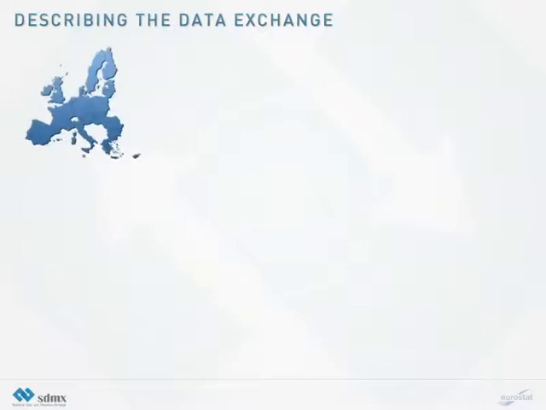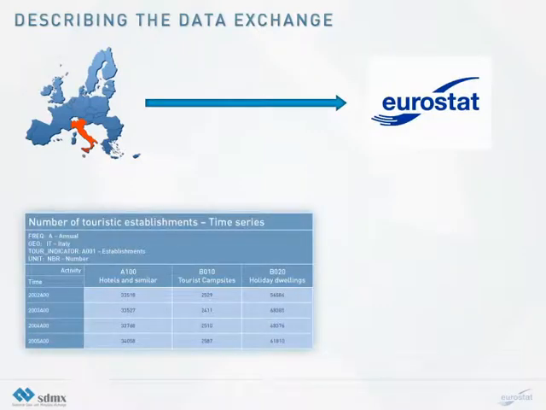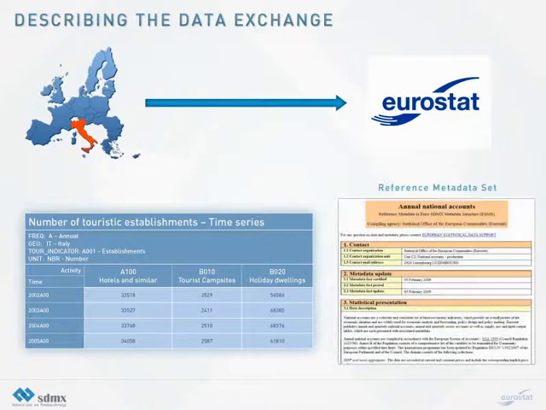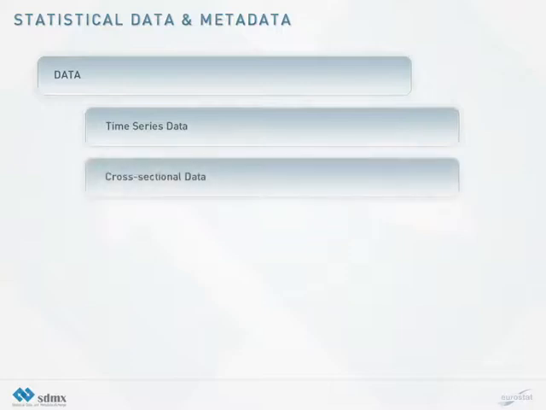Let's start with a simple example. A member state wants to send Eurostat a statistical table on tourism accompanied by corresponding methodological notes. For the purpose of this exchange, the following information should be collected. Statistical data corresponding to the datasets. They can be organized in time series or be cross-sectional.